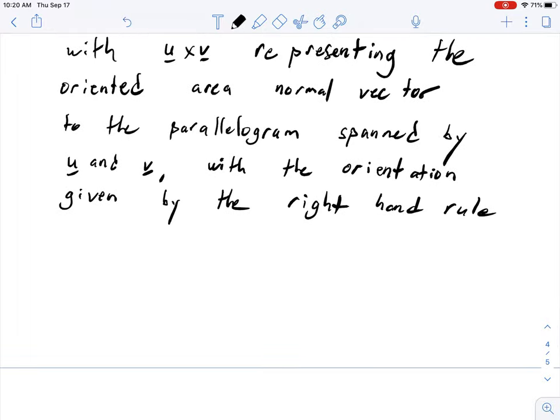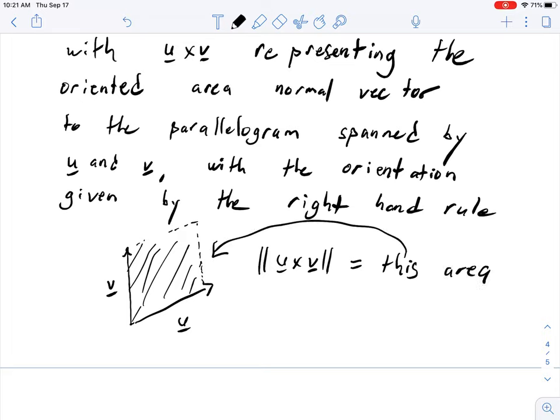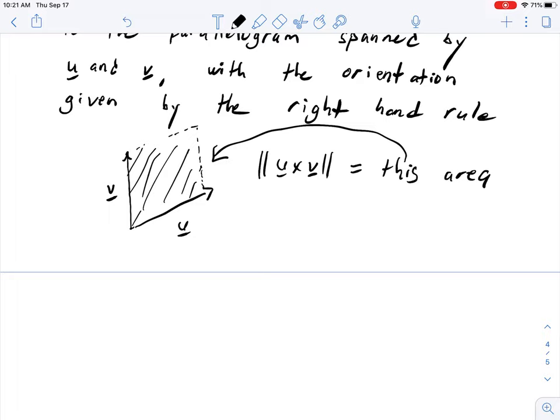Right, so if we have, say, U and V, then the magnitude of U cross V is the area of this parallelogram. And it is directed perpendicular to both U and V. So in this case, U cross V is out of the page, and V cross U is into the page. So it's based on the right-hand rule.